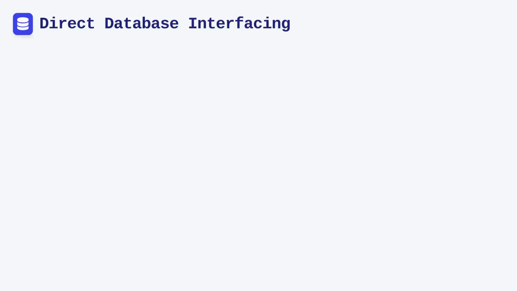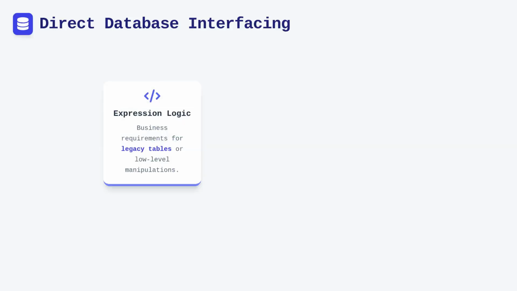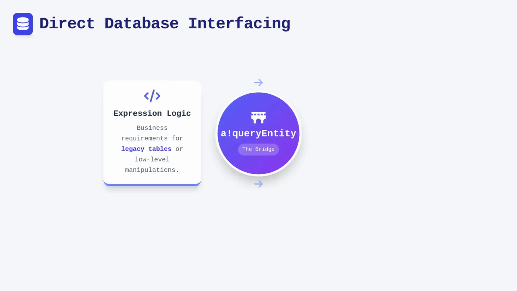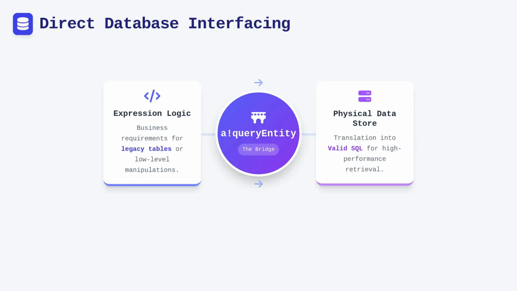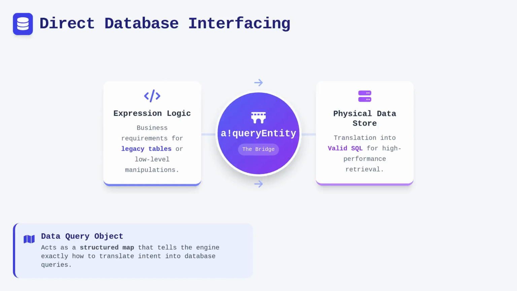This is a fundamental skill for any developer, as business requirements often dictate that we interact with legacy tables or perform specific low-level data manipulations that fall outside the abstraction layer. To do this, we rely on the query entity function, which acts as the bridge between your expression-driven logic and the physical data store. The query itself is defined by a data query object, which serves as a structured map for the engine to translate your intent into valid SQL.